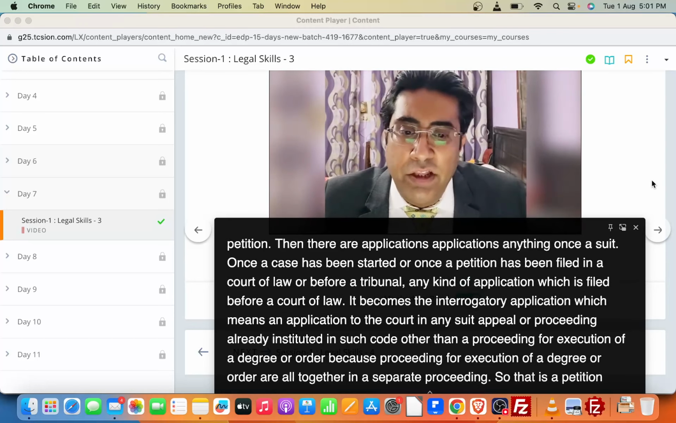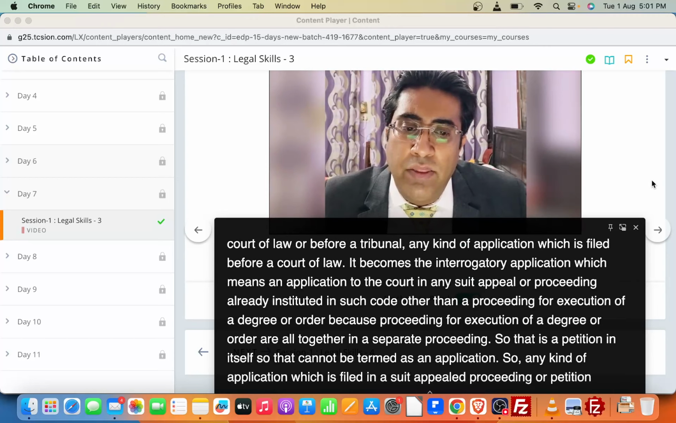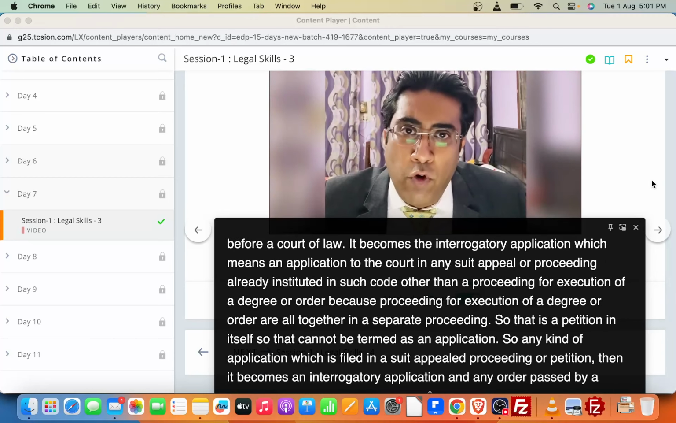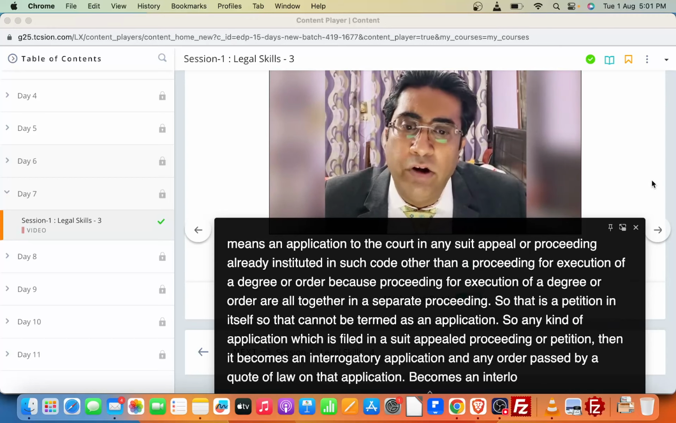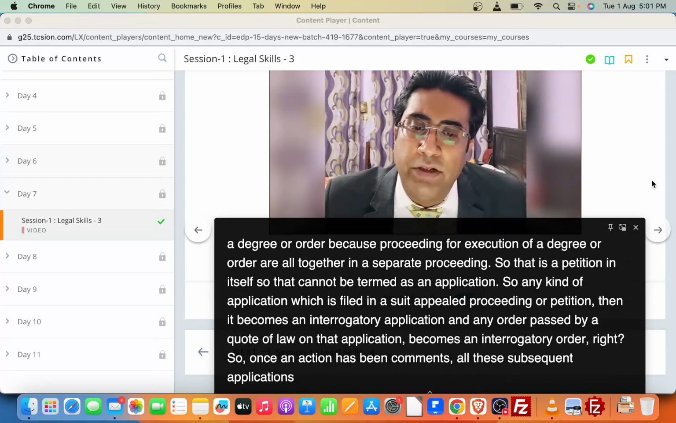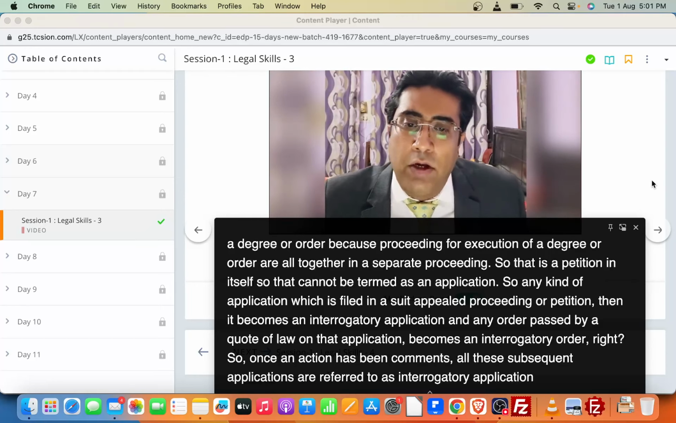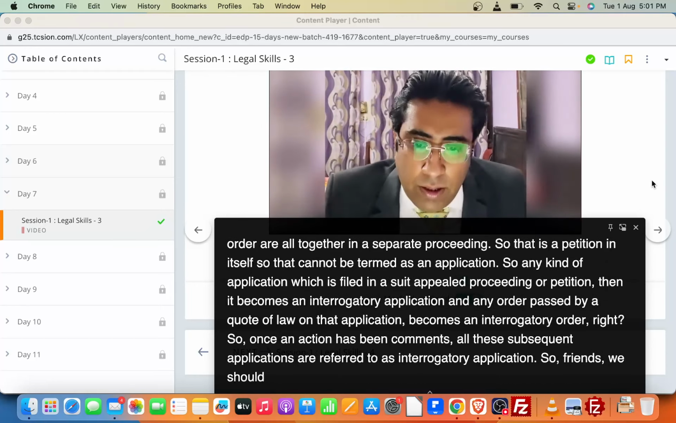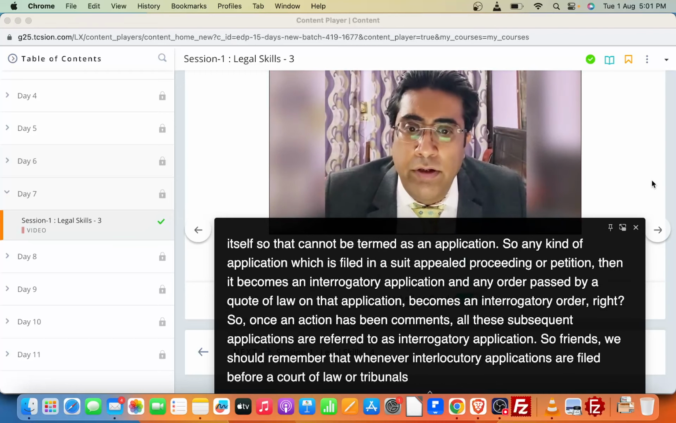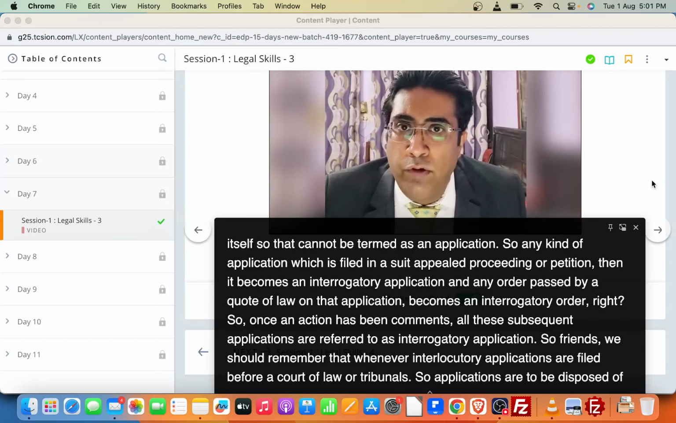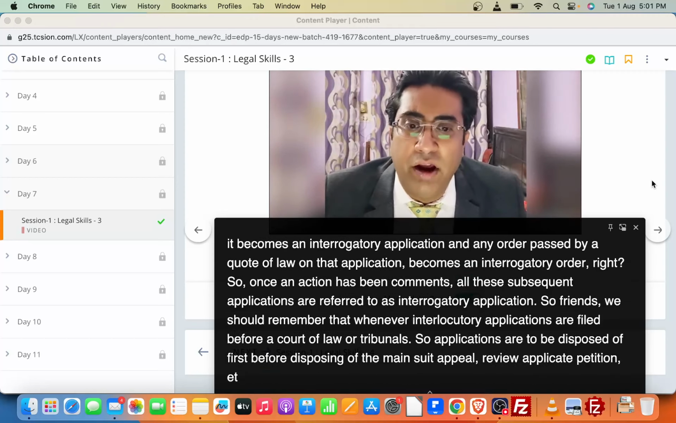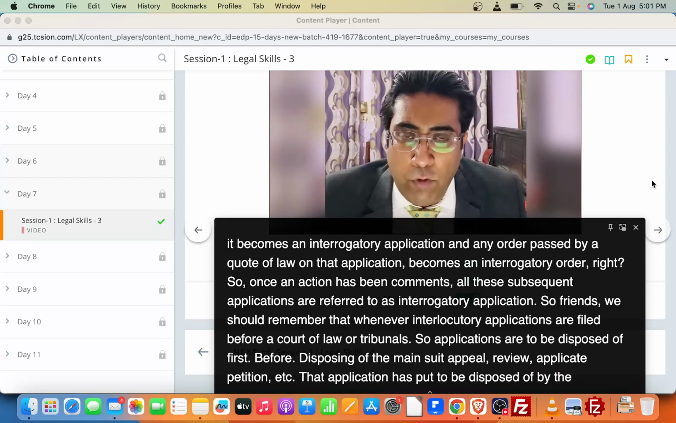So any kind of application which is filed in a suit, appeal, proceeding, or petition becomes an interlocutory application, and any order passed by a court of law on that application becomes an interlocutory order. Right? So once an action has been commenced, all the subsequent applications are referred to as interlocutory applications. So friends, we should remember that whenever interlocutory applications are filed before a court of law or tribunals, the applications are to be disposed of first before disposing of the main suit, appeal, review, petition, etc. That application has to be disposed of by the court of law or the tribunal.